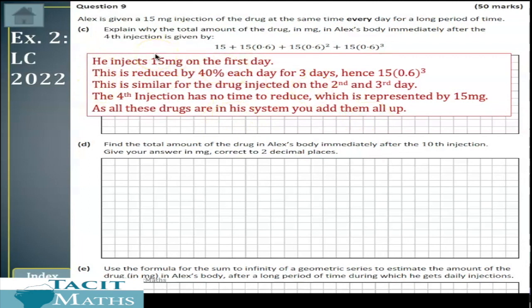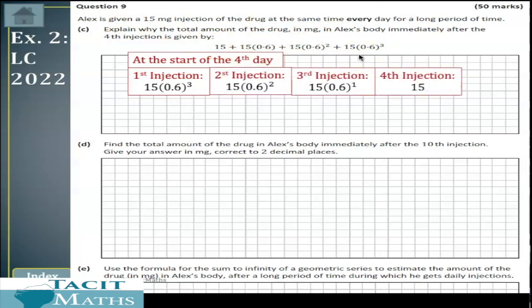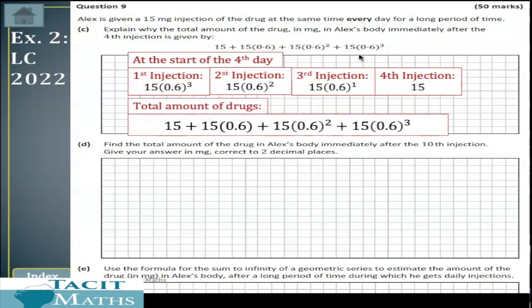And this is maths at the end of the day, so you could actually answer this with fewer English sentences. So you could say after the 4th injection, or at the start of the 4th day, his first injection is represented by 15 by 0.6 to the power 3. Second injection is this. Third injection is this, and this is his 4th injection. So without any words or any big long sentences, that was enough to get you full marks as well. As long as you made the connection that the first injection was this, the last injection was this, that gave you full marks as well.